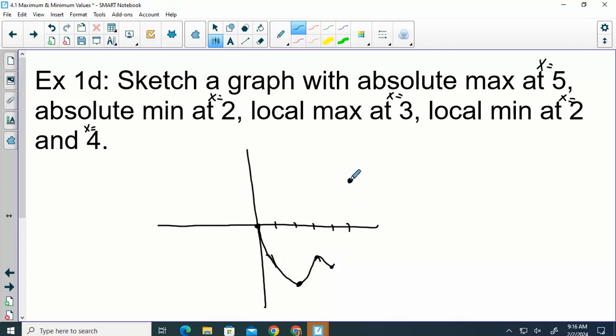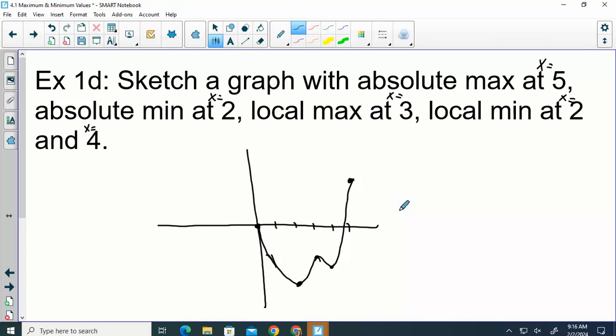Can 5 be an endpoint? Yeah, because that was just an absolute max. Now, is this the only graph? No. Let's run back through our requirements and make sure we met them all. So, do we have a highest point when x is 5? Lowest point when x is 2?